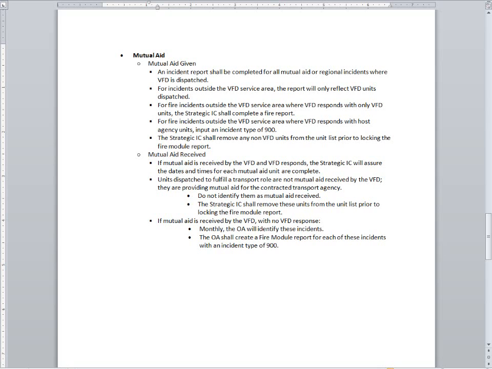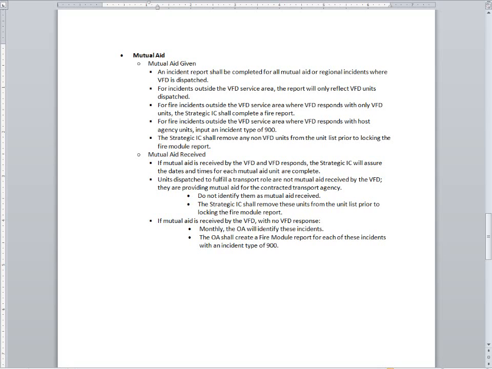There's always a grayness on each side, and very rare would you have the exact same amount of calls that the Vancouver Fire Department is going into an area providing aid, where it's called mutual aid given, as another agency, let's say Camas, is actually responding into Vancouver, which would be mutual aid received.